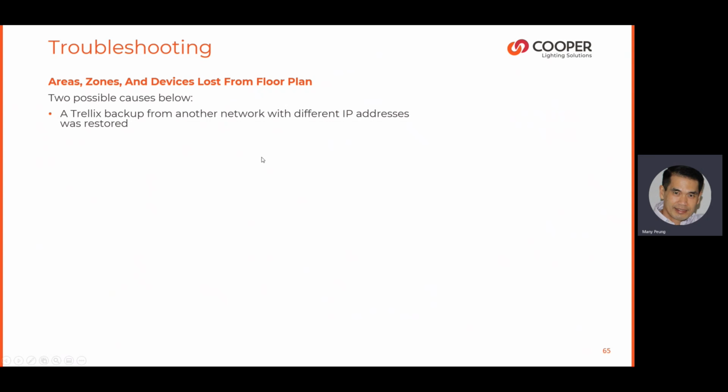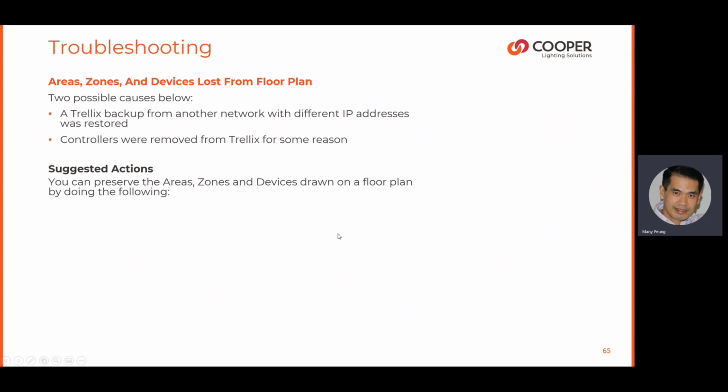One is that a Trellix backup from another network with a different IP address was restored. That's why you see them disappear. The other possible cause is that one of the controllers got removed from Trellix for some reason. Maybe that controller lost connection, or somebody by mistake went into the controller and removed it from the device list in the Trellix application. That's why those areas disappear.